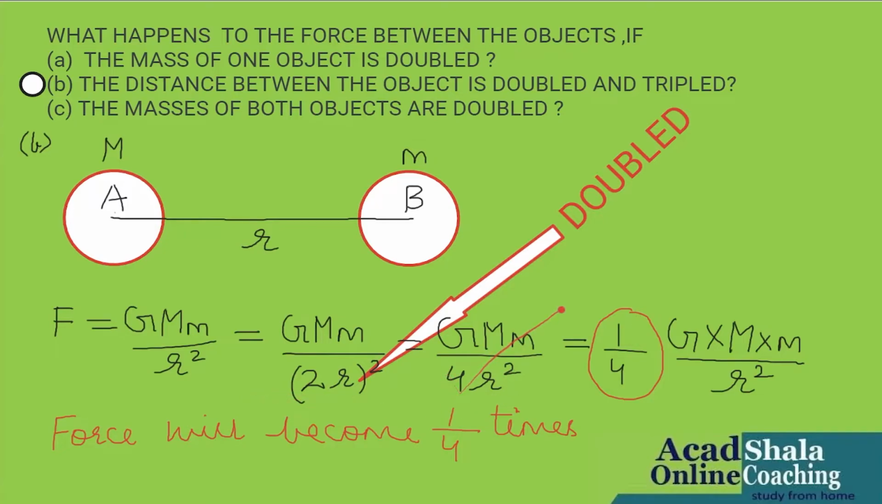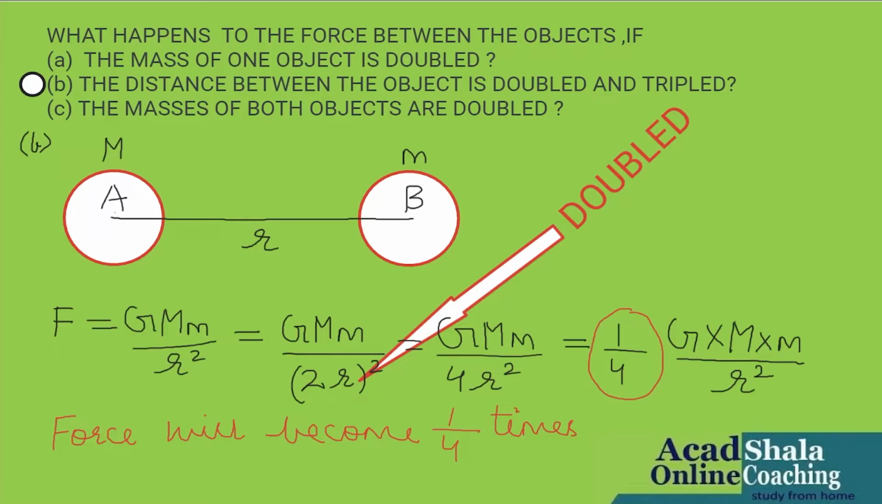Yes, I got it. I will put 1 upon 4 outside and then the rest of the expression over there. So that is 1 upon 4 G M small m upon R square. So I have got my final expression according to the demand of the numerical after doubling the distance between the objects, and after getting my final expression, I will put it in words as force will become 1 upon 4 times. Finished.